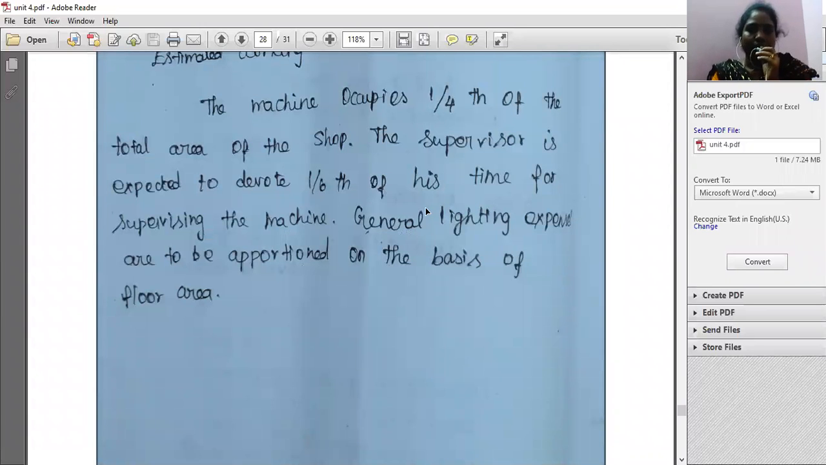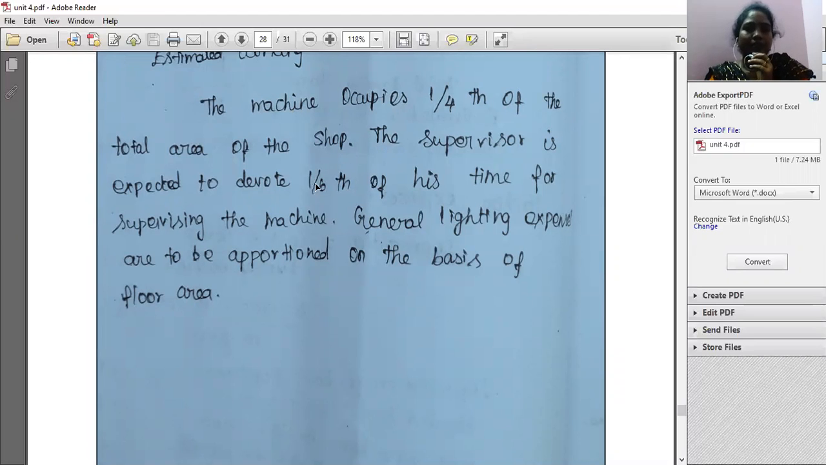The machine occupies 1/4 of the total area of the shop. The supervisor is expected to devote 1/6 of his time to supervising the machine. General lighting expenses are to be apportioned on the basis of floor area. The machine occupies 1/4 of the total area of the shop.